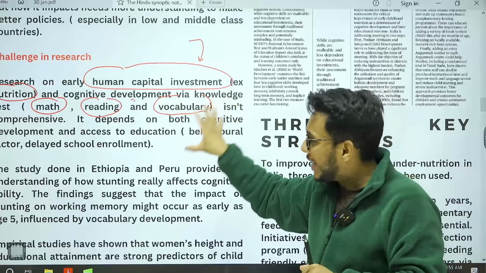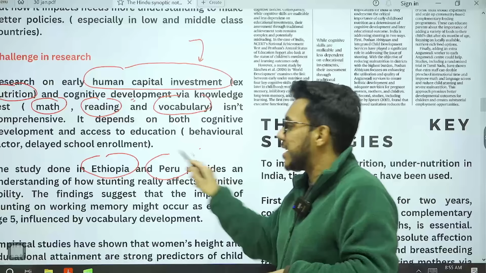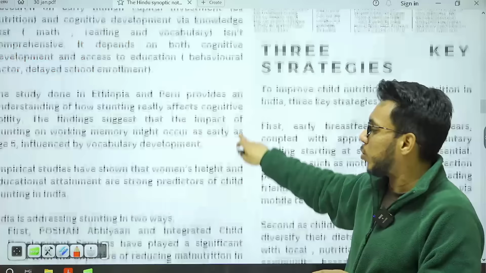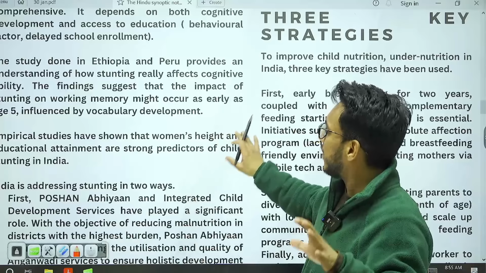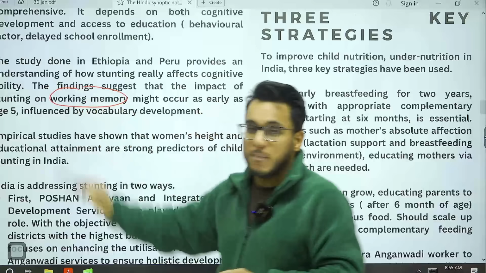A very comprehensive study has been done in Ethiopia and Peru. According to these studies, stunting really impacts cognitive development. This particular study finds that if good nutrition is provided, then one's working memory can be improved. But if not provided, then one's working memory might be negatively impacted.